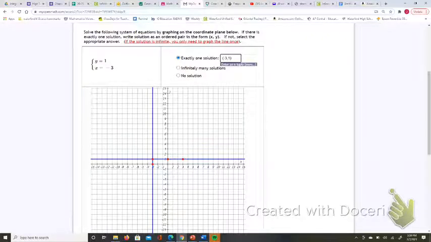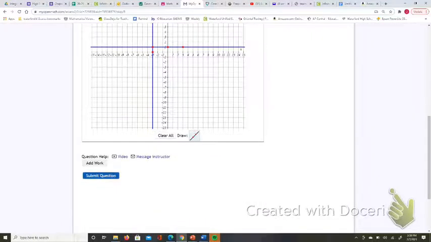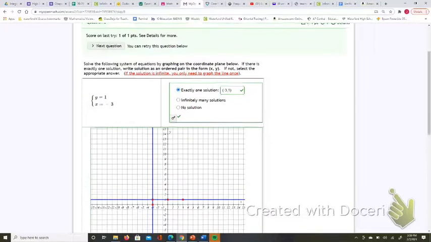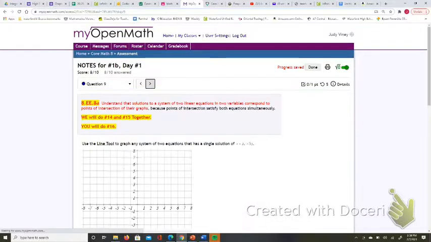And notice that where it crosses is the numbers in the equations. That's because one of the lines was horizontal and one of the lines was vertical. That always happens when it's one horizontal and one vertical. Submit. Number 9.